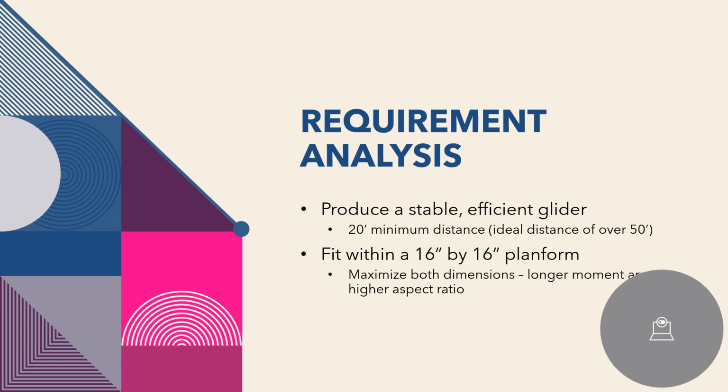So first, I'd like to take a look at the requirements that were given to us for this project. My main requirement was I wanted to produce a stable and efficient glider. According to the AE1601 rules and guidelines, this meant that I had to reach a 20-foot minimum distance. I wanted an ideal distance of over 50 feet and fit within a 16 by 16 inch platform. However, in order to achieve the 20-foot goal and the 50-foot goal, I wanted to also maximize both dimensions. As we'll go into, there are several aerodynamic and control-related benefits that are derived from this.